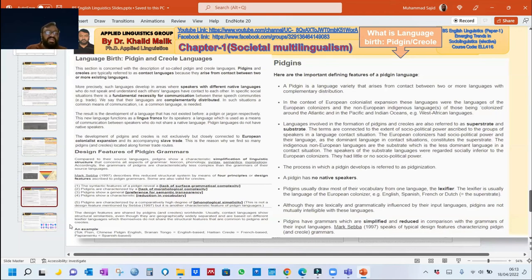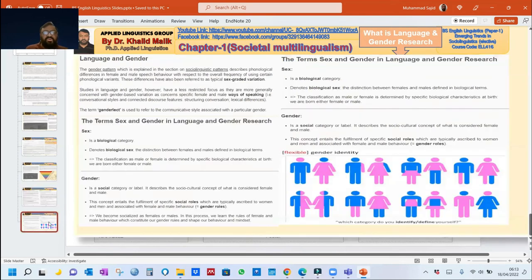That's all about what is the language birth. I mean, how the birth of pidgin and Creole languages. Okay, now we come to the next question. The last question is question number 7 of chapter 1, Societal Multilingualism. Question number 7, what is language and gender research?